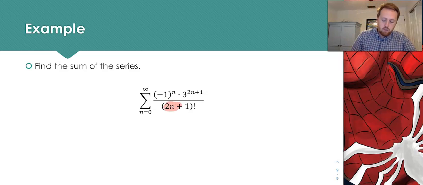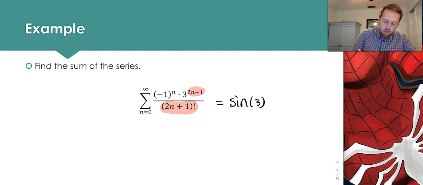So then the same idea here. I see the 2n plus 1 factorial. Makes me think sine. The exponent's right. Well, then the sum of the series is just sine of 3. Right? Because right here, there's a 3 instead of an x. And that's kind of it there.